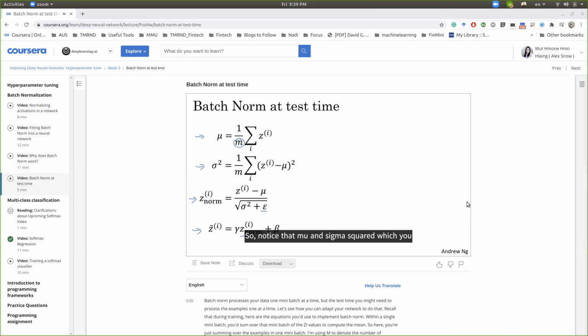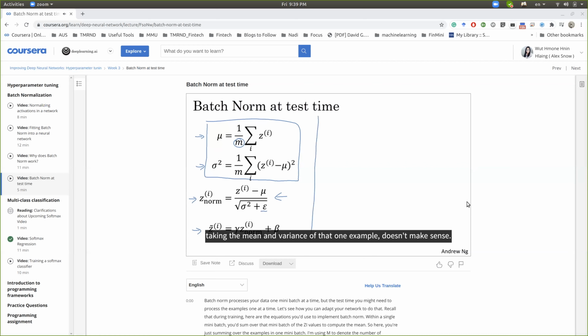So notice that mu and sigma squared, which you need for this scaling calculation, are computed on the entire mini batch. But at test time, you might not have a mini batch of 64, 128, or 256 examples to process at the same time. So you need some different way of coming up with mu and sigma squared. And if you have just one example, taking the mean and variance of that one example doesn't make sense.